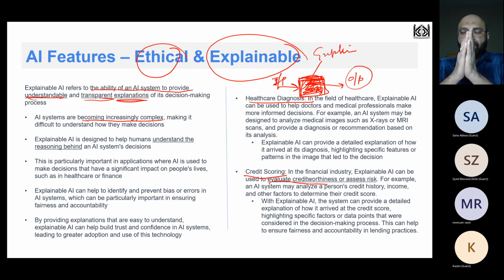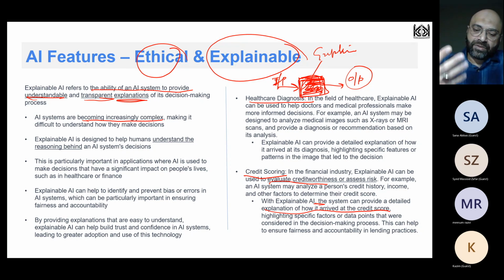So all these things, they should be explainable. They should not be a black box, where you feed into the system and then you get the output and nobody is able to define or explain it to me. Let's say my credit worthiness or the risk score is way too high. With explainable AI, the system can provide a detailed explanation of how it arrived at that credit score.